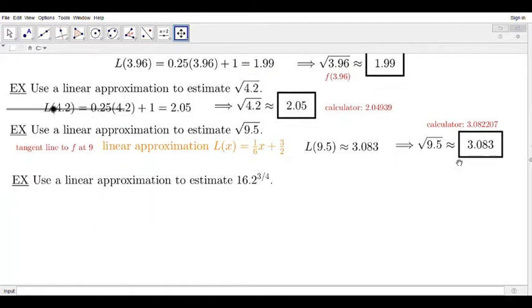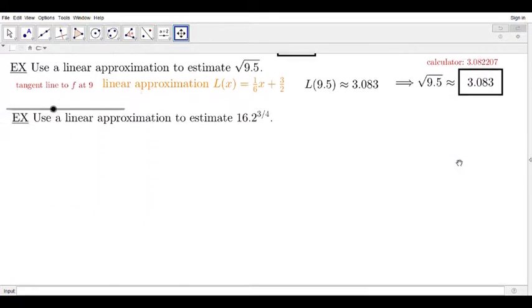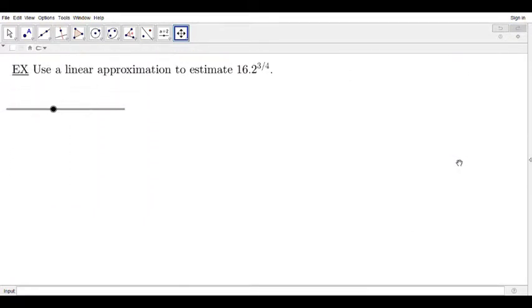Use a linear approximation to estimate 16.2 to the power 3/4.